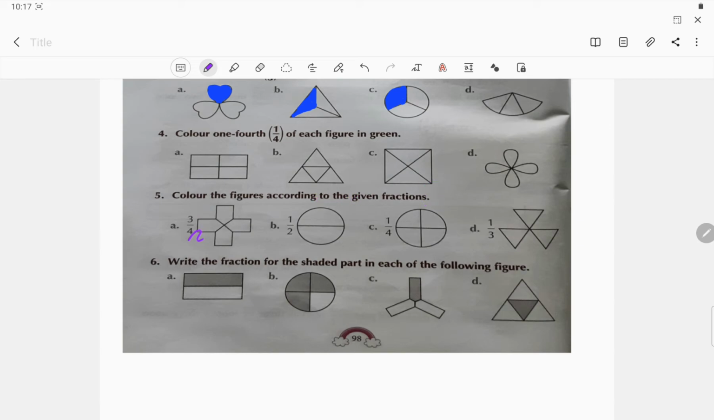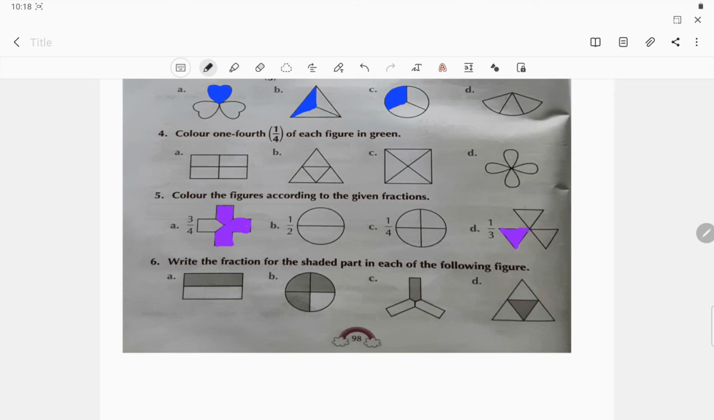It is given 3/4. That means you have to color 3 portions out of 4 parts, because there are 4 parts and you have to color only 3 parts. So I have colored 1, 2, and 3. So this is 3/4. For 1/3, only one part you will color. Similarly, half and 1/4 you can do also.